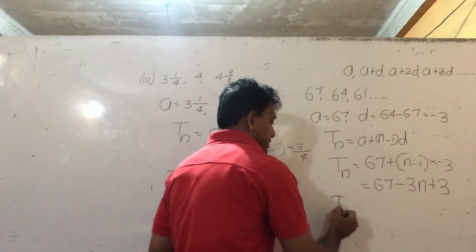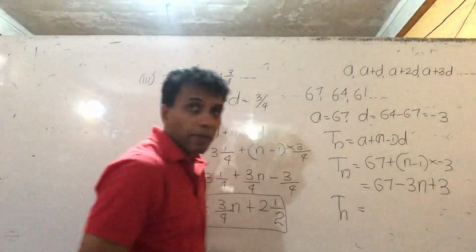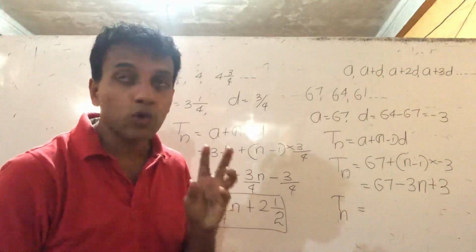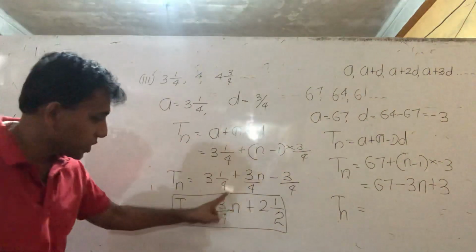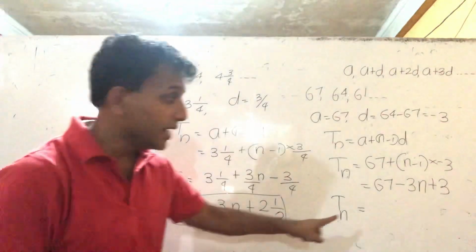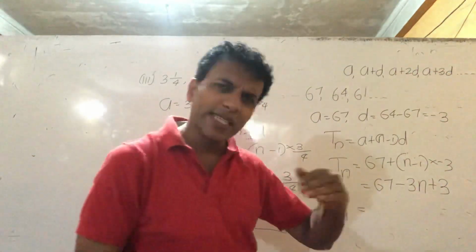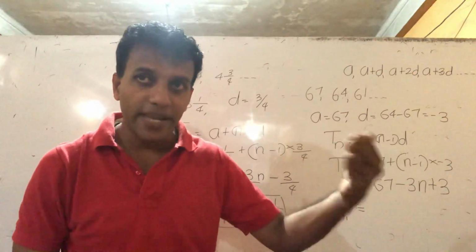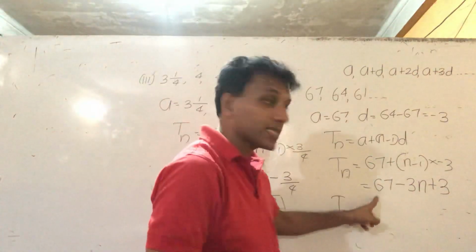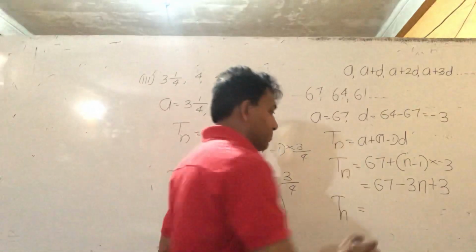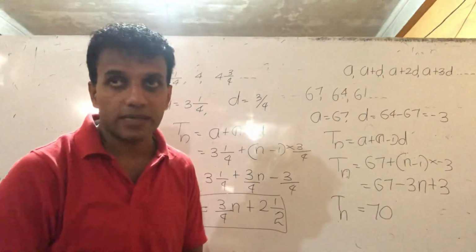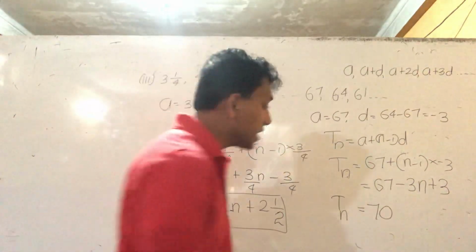So what is the nth term? As I mentioned, there is a pattern of writing the term. First write the positive n first. But here n is negative. Minus, it is better you write behind, at the back of the term. Write it later. 67 plus 3 is 70. Next what? Minus 3n.